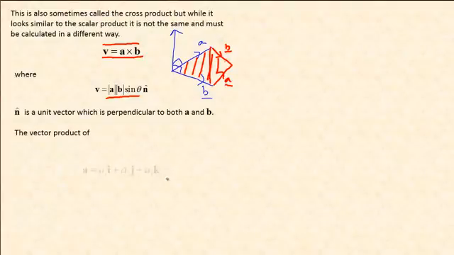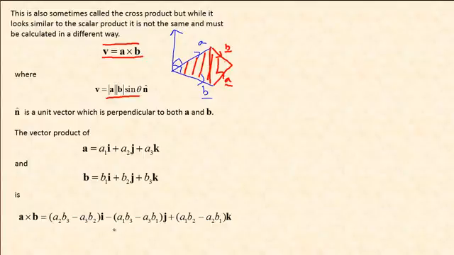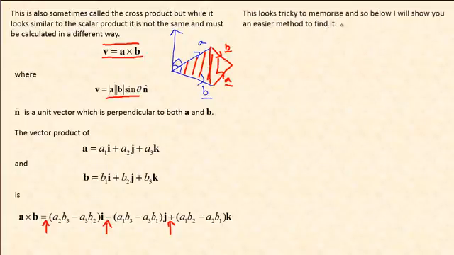So the vector product of A, which is A1i plus A2j plus A3k, and B, which is B1i plus B2j plus B3k, is given by this. It's fairly important to note here that this one is positive, as is this one, and this one has a negative in the middle. This looks tricky to memorize, and so below I'll show you an easier method to find it.